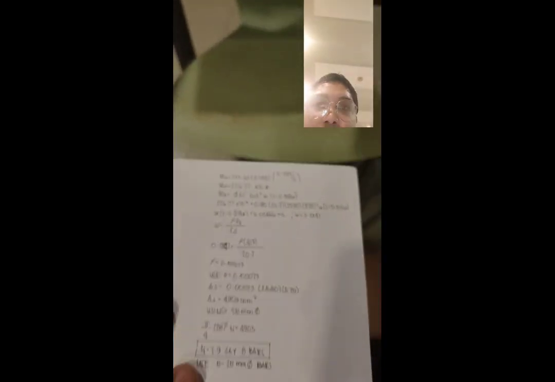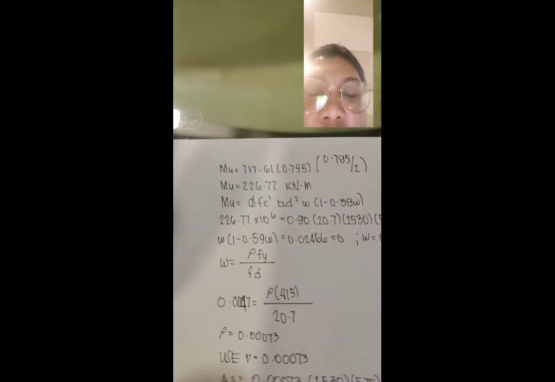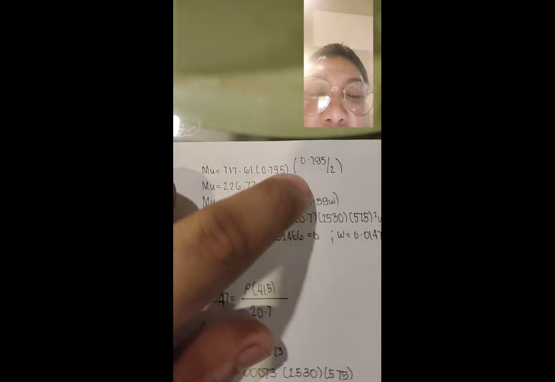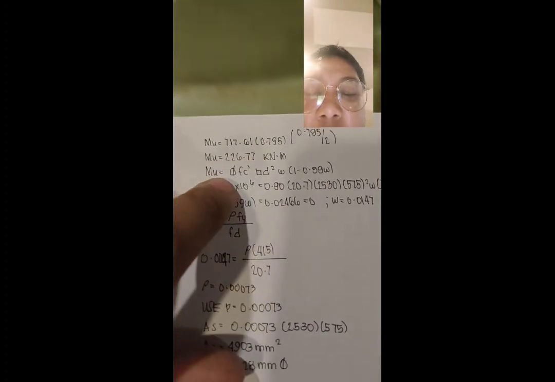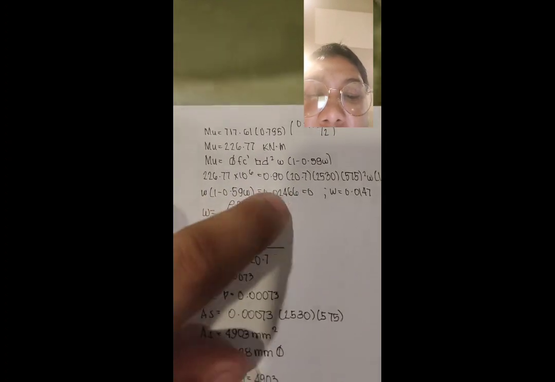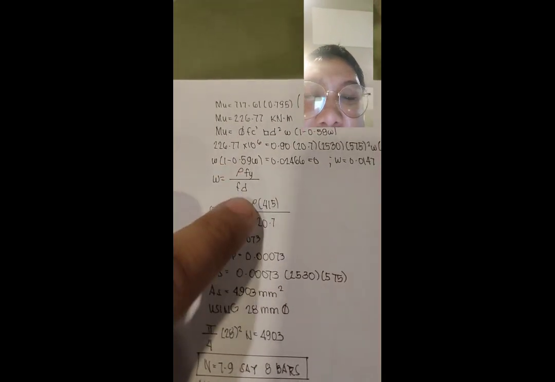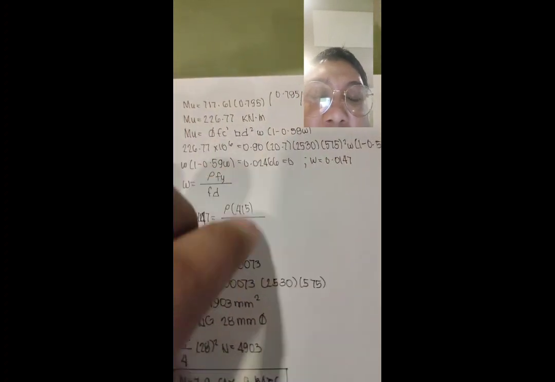So, moment at overhang portion tayo. MU is equals to 717.61 yung nakuha natin value kanina times 0.795 times 0.795 all over 2. Ngayon, ang MU natin is 226.77 kilonewton meter. Ito yung formula niya. So, substituting the formula and manipulating it here. Gagawin natin siyang equating it to 0. So, ang W natin is, ayan, 0.0147.